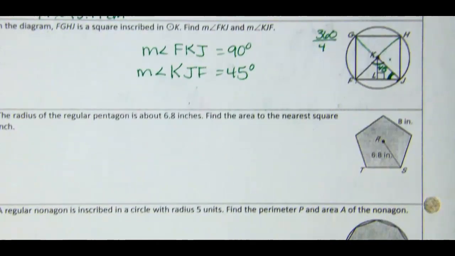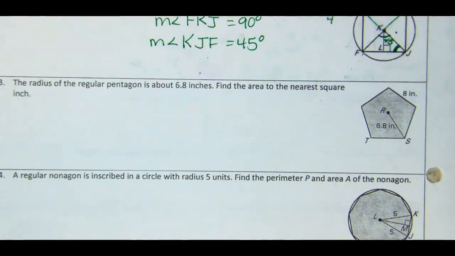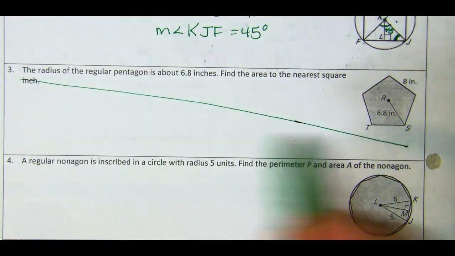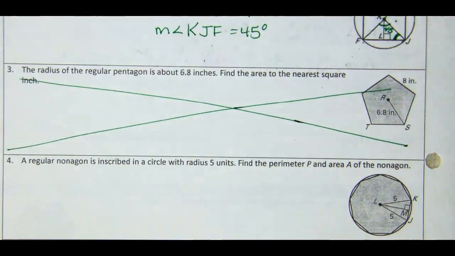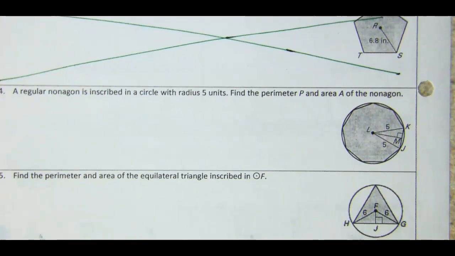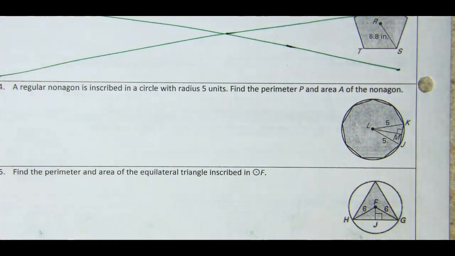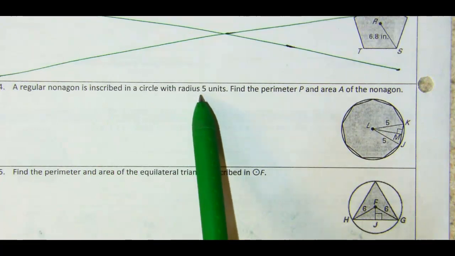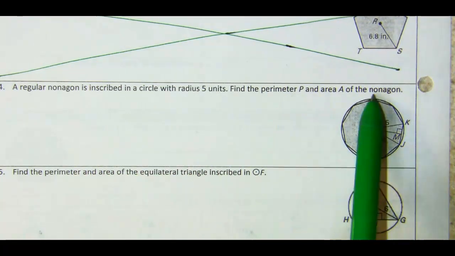Now, moving on to number 3, we have another pentagon problem. Since we've already done a pentagon problem, I'm actually just going to skip that one because I would like to move on and do the nonagon. We've not looked at a nonagon yet. It says a regular nonagon is inscribed in a circle with radius of 5 units. Find the perimeter and the area.